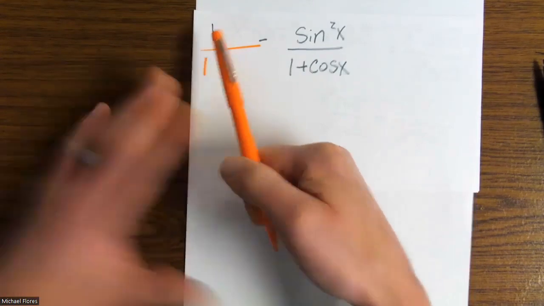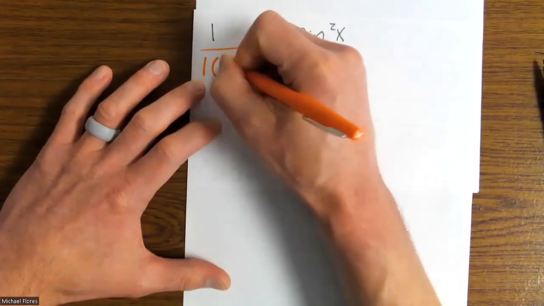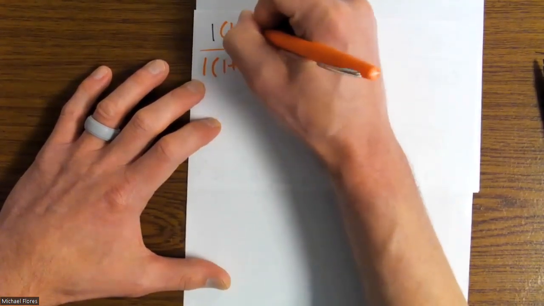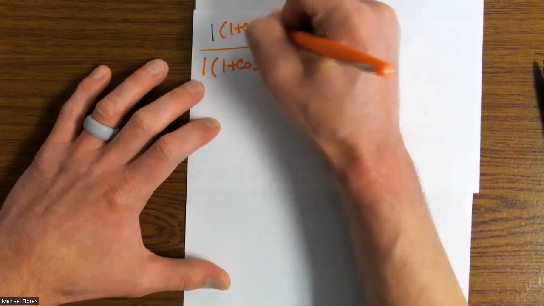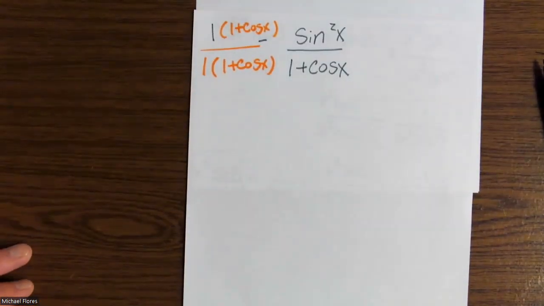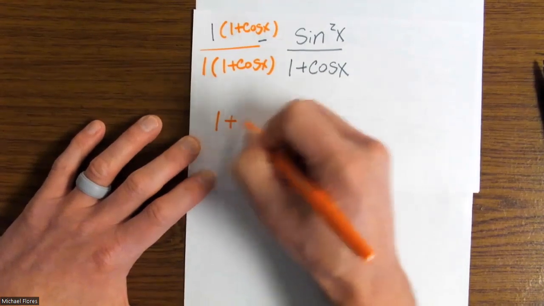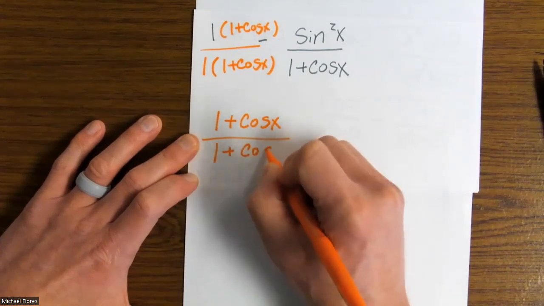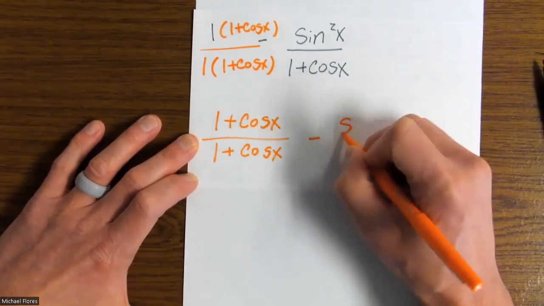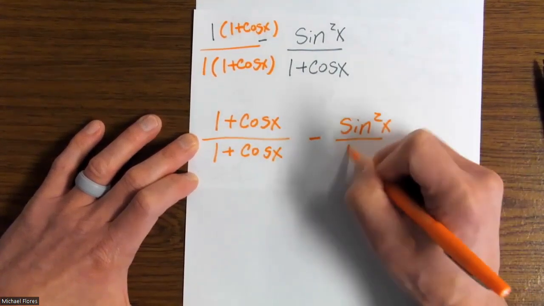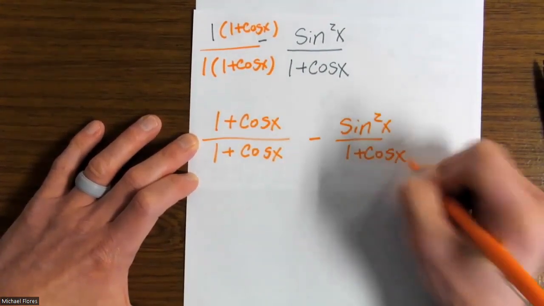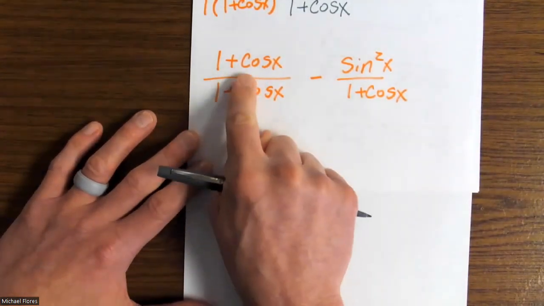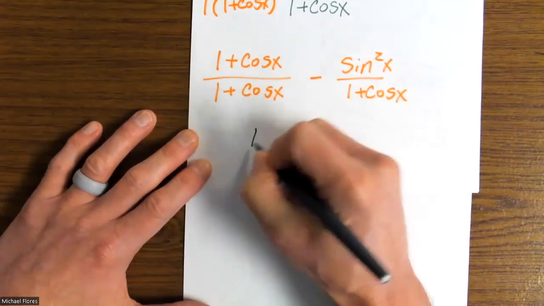This term 1 is the same thing as 1 over 1. And I'm now going to multiply the numerator and denominator by 1 plus cosine of x. If you do that, here's what we're left with. Now we can subtract our numerators. We can do 1 plus cosine of x minus sine squared of x, but I'm going to rearrange this a little bit.